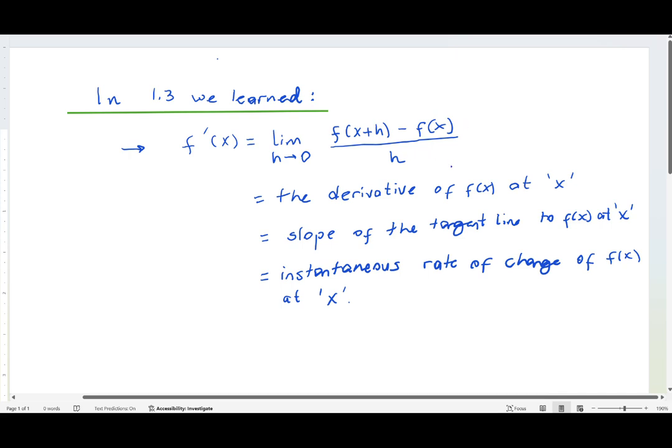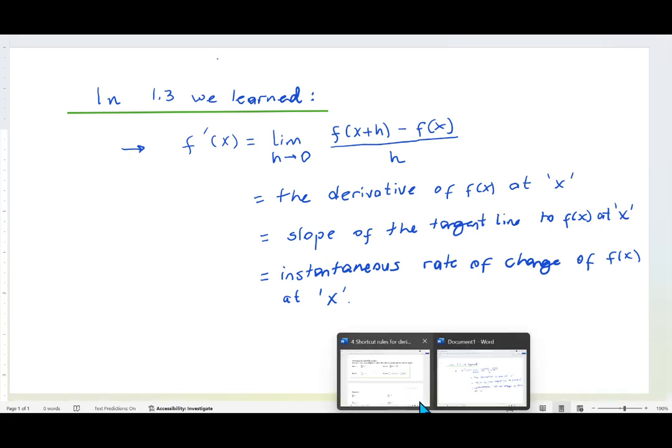We did practice problems, but it's a lot of work to find the derivative of a simple function, even something like just f of x equals x squared. And we also learned the meaning of this. It gives us the slope of the tangent line to f of x at any given point x. Also, we can interpret it as the instantaneous rate of change of the function f of x at the point x. So we saw applications and so forth, but calculating it was messy.